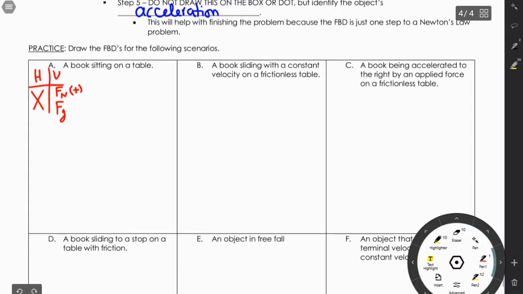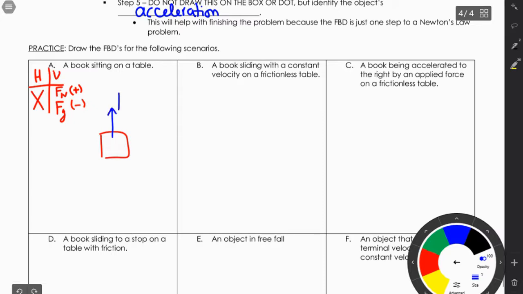Okay, and we always know that the weight is always going to act straight down. Okay, and so now I draw the box, and now I can draw the arrows. And these two should be relative in size, right? About the same size because they are balancing each other out. Okay, so I've got my Fn up, I have my Fg down, off to the side. If we're just sitting on a table, we're not accelerating. Okay, notice I didn't draw that on the box.